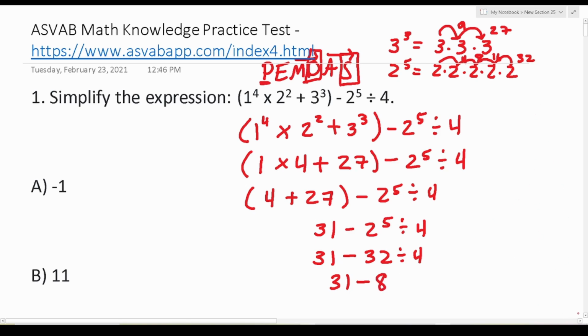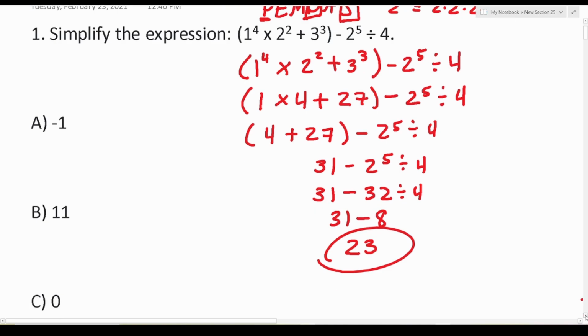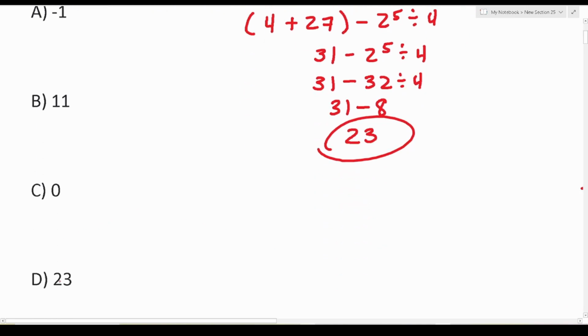And now we just have one operation left, notably 31 minus 8. 31 minus 8 is going to be 23. So the answer to this one is 23, which is answer choice D. Okay? So that's that one.